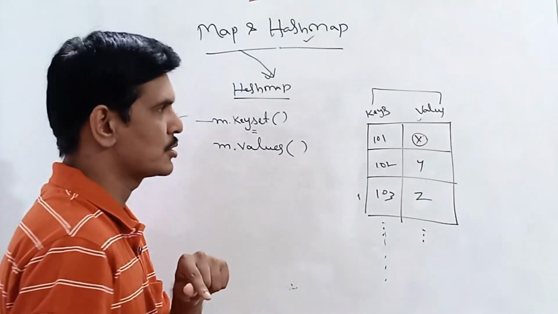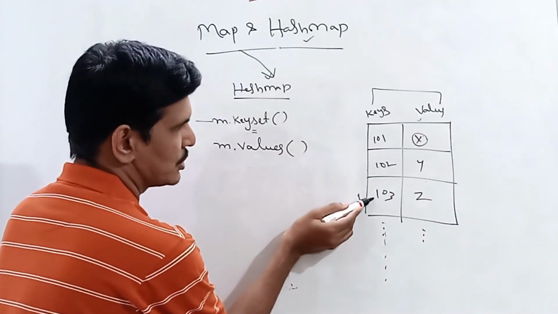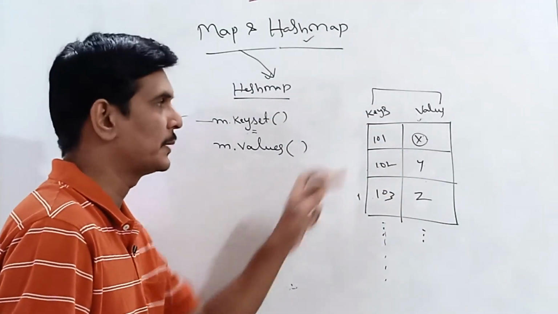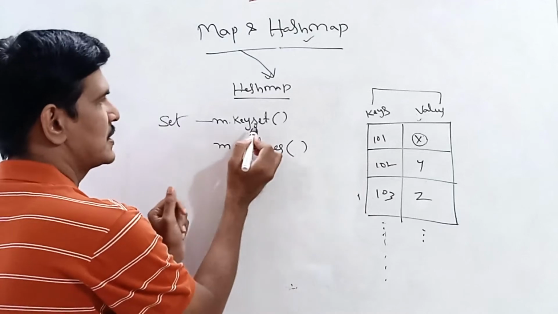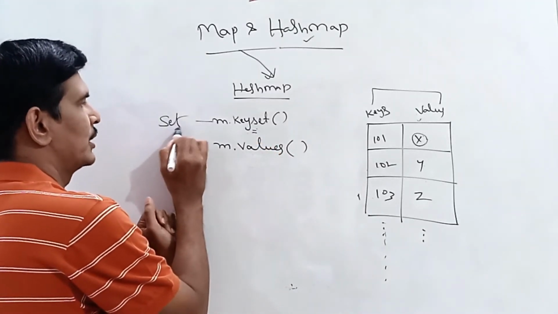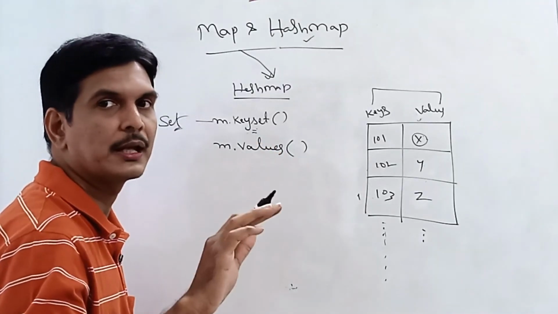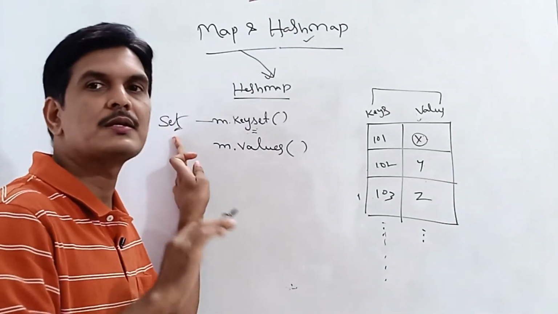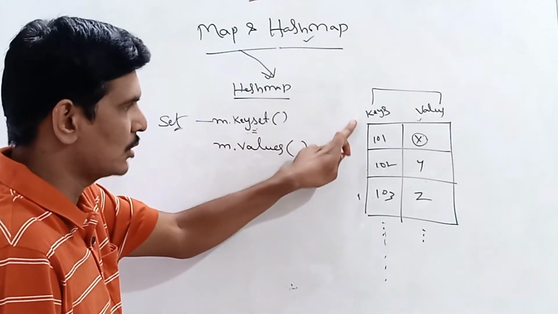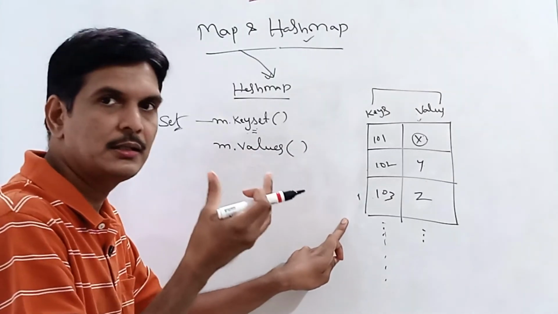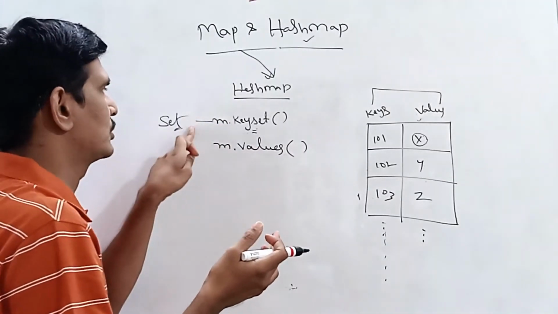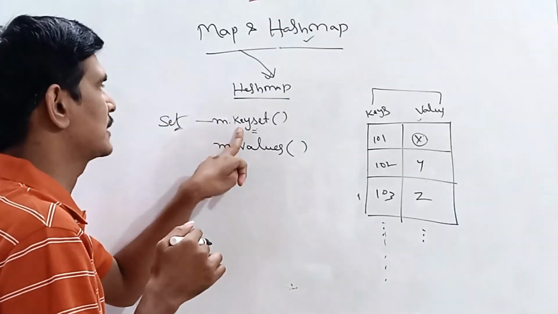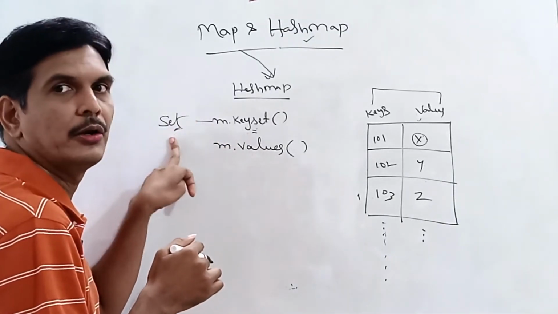But again, one more thing here: 101, 102, 103. As we discussed earlier, all keys are unique. Duplicates are not allowed, right? That's the reason keySet will return a set. In a set, we don't allow duplicates, as we have discussed in earlier sessions. So when I get all the keys as a set and duplicates are not allowed, that's the reason the return type of keySet is a set, because here duplicates are not there.